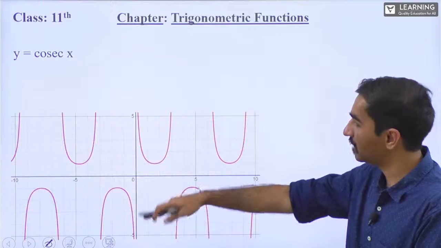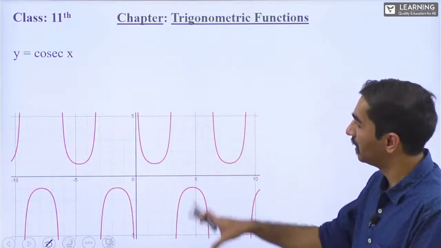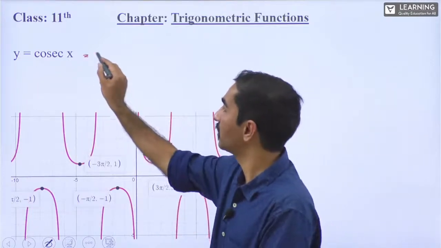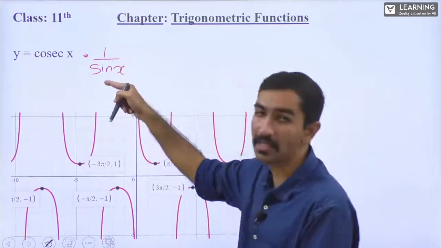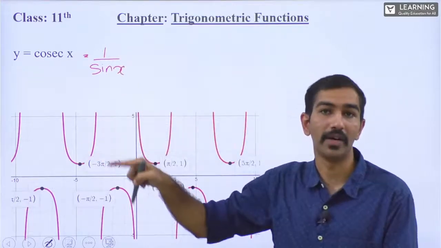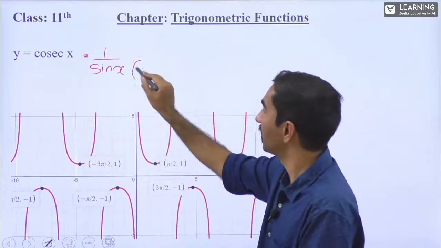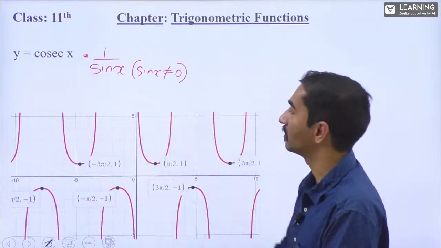y is equal to cosecant x. Again, this is the graph, students, whatever you are seeing on the screen. Okay, labeled one we'll see here. So this is the labeled one. And how is cosecant x defined? Cosecant x is defined as 1 by sin x. Can sin x become 0? No. Why? If sin x is 0, then cosecant x will be undefined. So here what will we write? Sin x is not equal to 0.